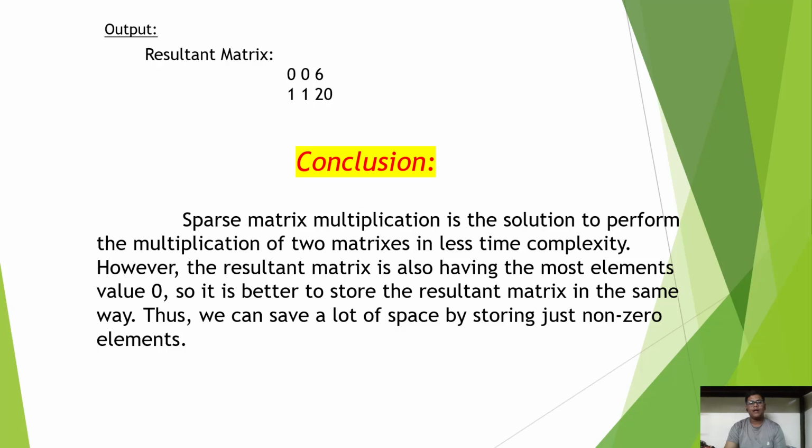Conclusion: sparse matrix multiplication is a solution to perform the multiplication of two matrices in less time complexity. However, the resultant matrix also has most element values 0, so it is better to store the resultant matrix in the same way. Thus, we can save a lot of space by storing just the non-zero elements.